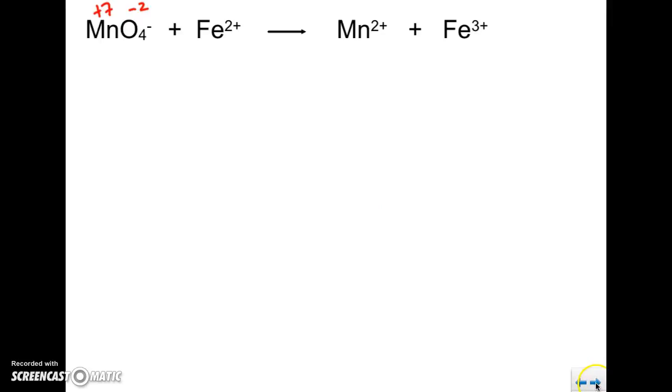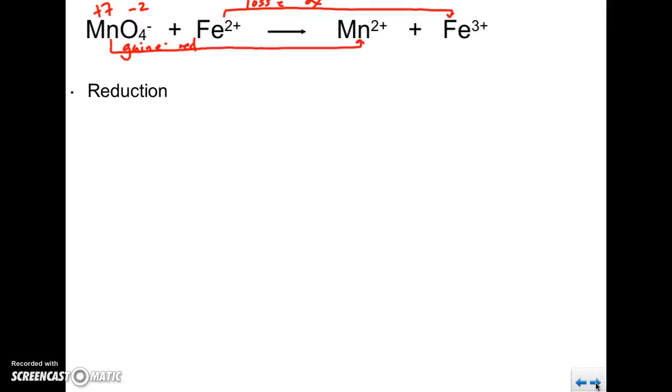Next, look at the tie lines. And you're going to determine who's losing electrons and who is gaining electrons. From here, you can write the oxidation and the reduction half reactions. We're going to start with the reduction half reaction. Notice that manganese goes from a +7 charge to a +2 charge. That means it gained electrons.